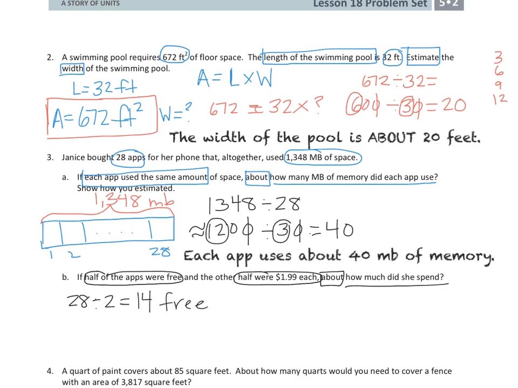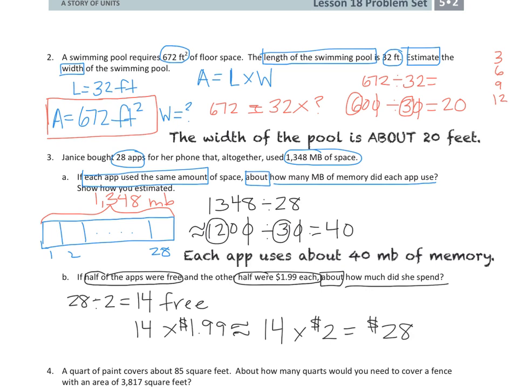free and 14 that were $1.99. But we don't want to find the exact, put a $ sign there, the exact total. They want to know what, about. So if we take the 14 apps, we're going to keep 14 the same because $1.99 is going to be close to $2. And so 14 times 2 ends up being, kind of funny, $28, kind of like the 28 apps that they have. So she spends about $28 on the 14 apps that she had to pay for.